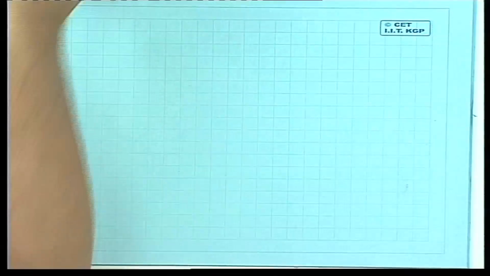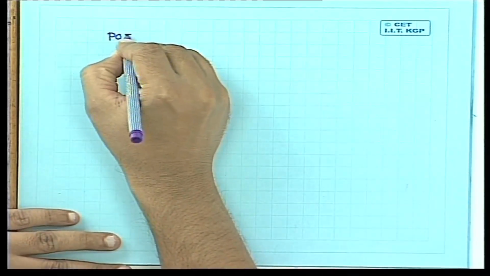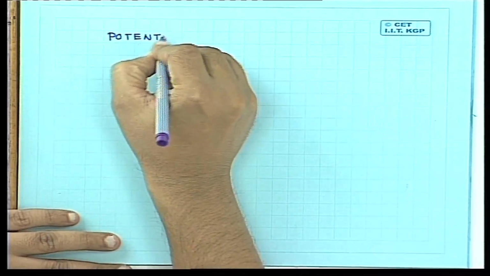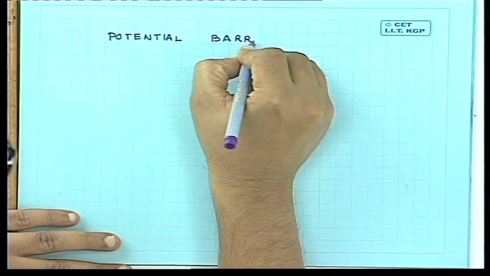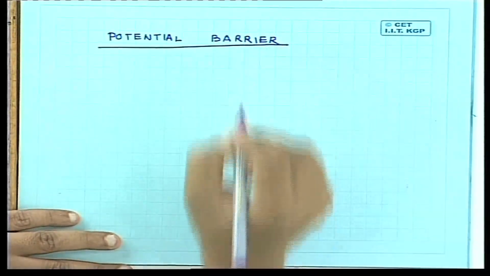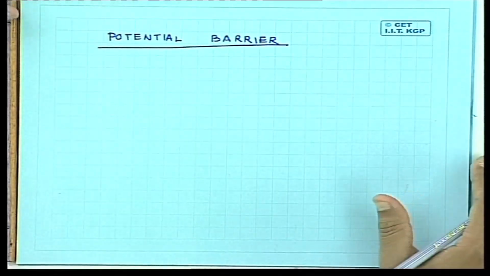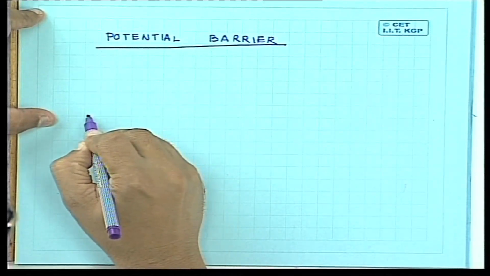I will move on to a slightly more complicated problem, very similar to this, but a little more complicated. So let us look at a potential barrier. That was a potential step. So we shall consider a potential barrier. So what is a potential barrier? It is a situation where the potential looks like this.